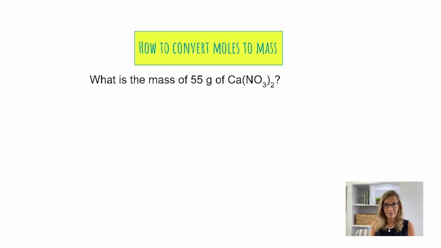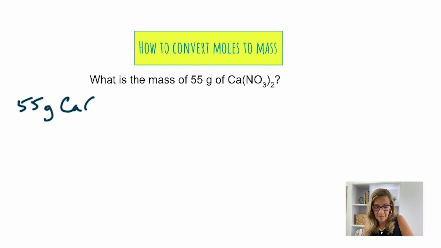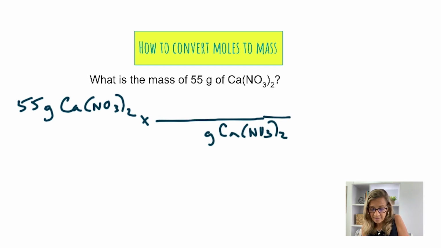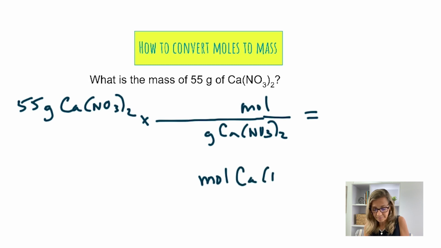I still got my calcium nitrate, so let's start with the mass. We have 55 grams of calcium nitrate. And this time we want to go to moles. So let's set up our conversion factor. Units first. I have grams, so I'm going to put that on the bottom, grams of calcium nitrate. And then I want to go to moles. Okay, and when I'm all done, I'm going to end up with moles of calcium nitrate.